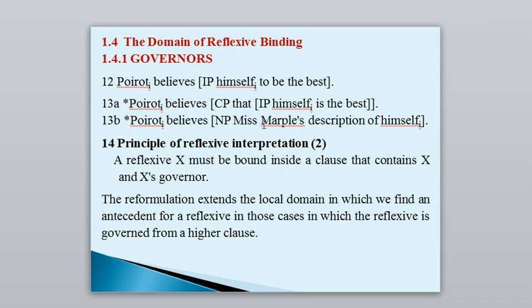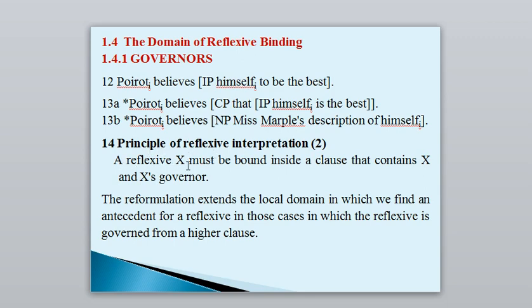The third one, Poirot believes Miss Marple's description of himself. Miss Marple is the nearest antecedent of himself, but there is a mismatch between himself and Miss Marple according to the gender feature. It's feminine and it is masculine, and himself cannot come back to Poirot because they are in different sentences and there is no locality constraint here. So this is ungrammatical again. Just the first one is grammatical because himself can come back to Poirot, and there is no problem. So again, we can revise the principle of reflexive interpretation.